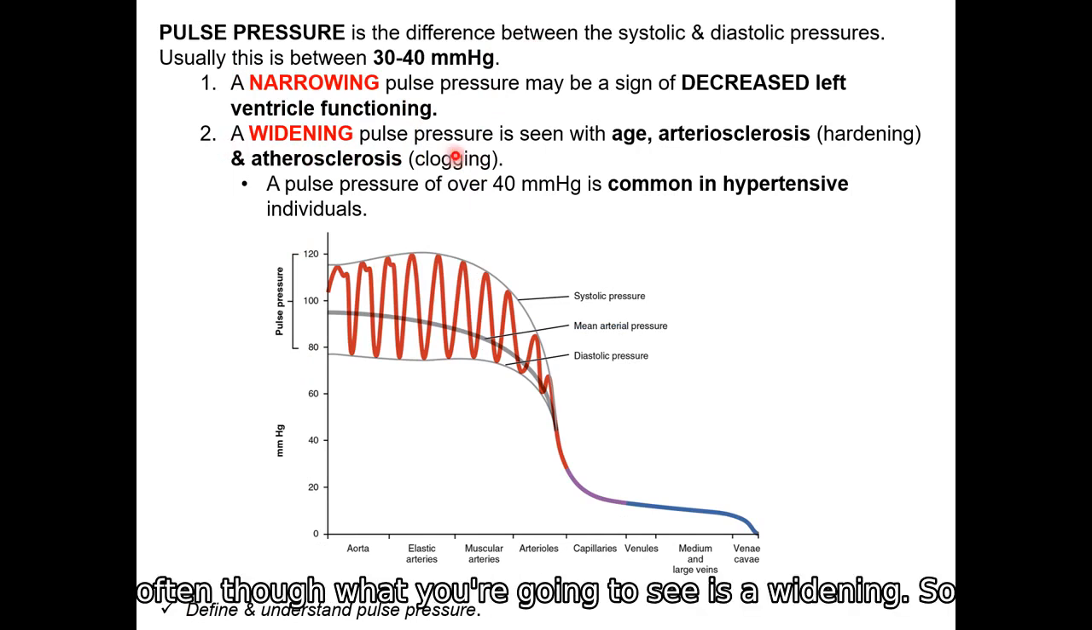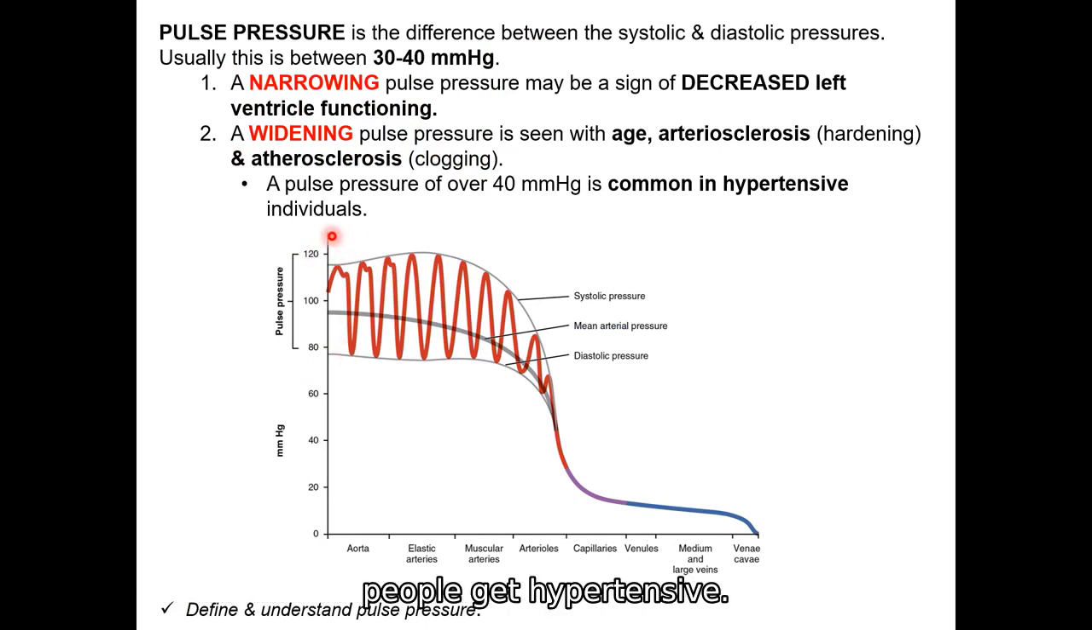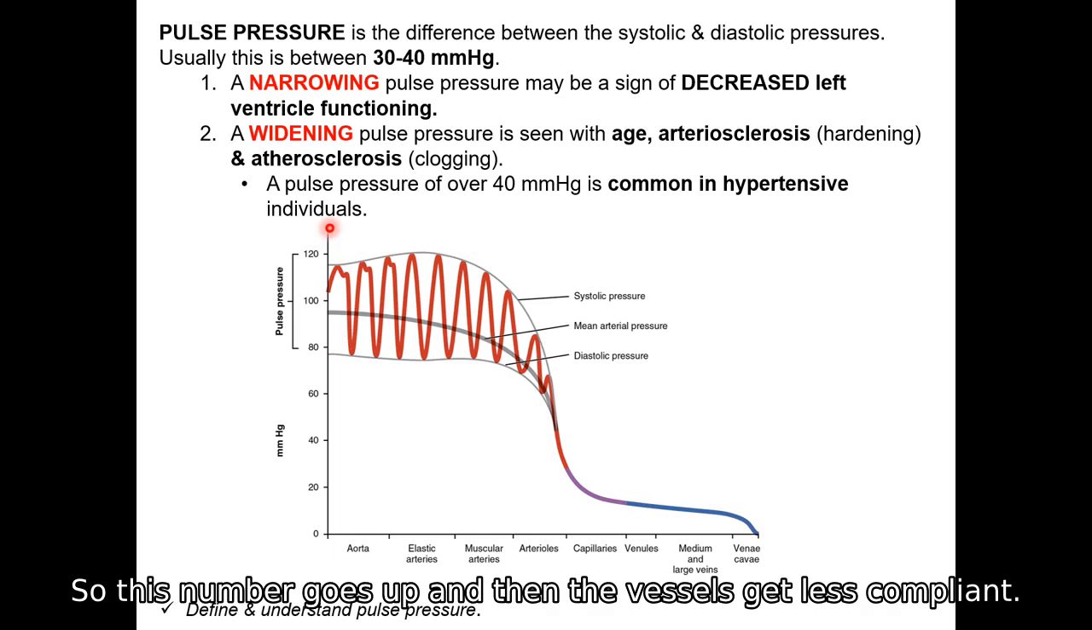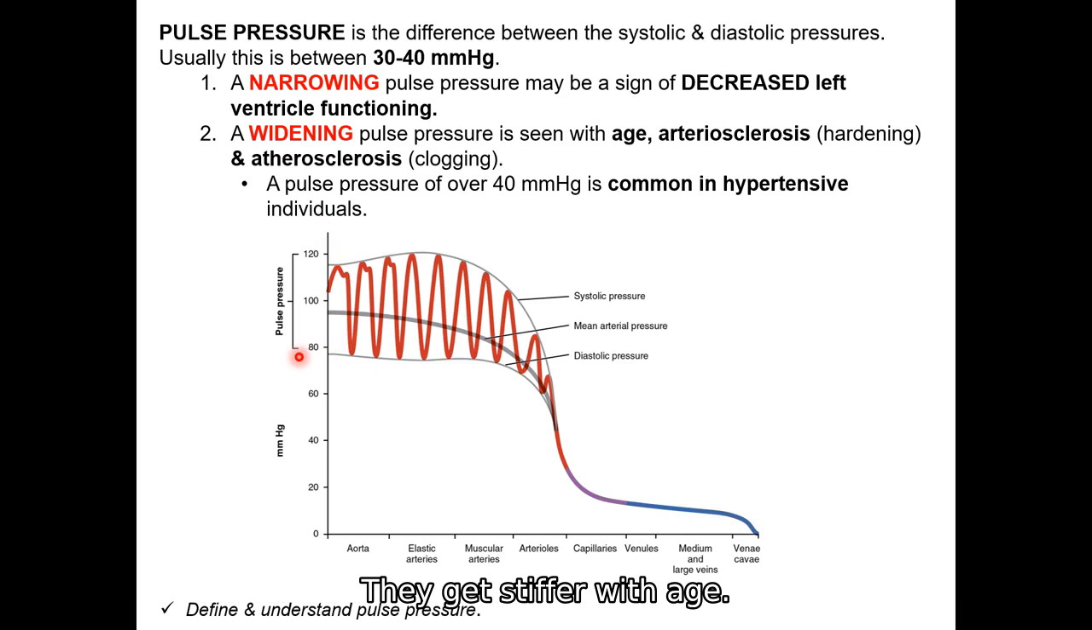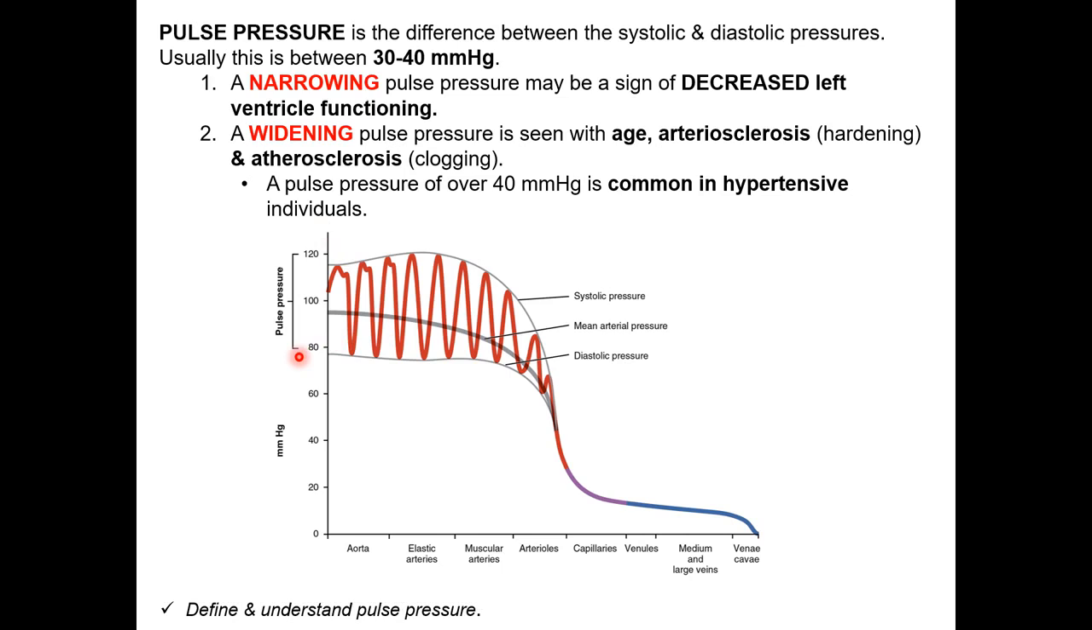As people age, often though, what you're going to see is a widening. So a widening of this pressure, and that's usually because people get hypertensive. So this number goes up, and then the vessels get less compliant. They get stiffer with age, so arteriosclerosis, so you don't really get that recoil.